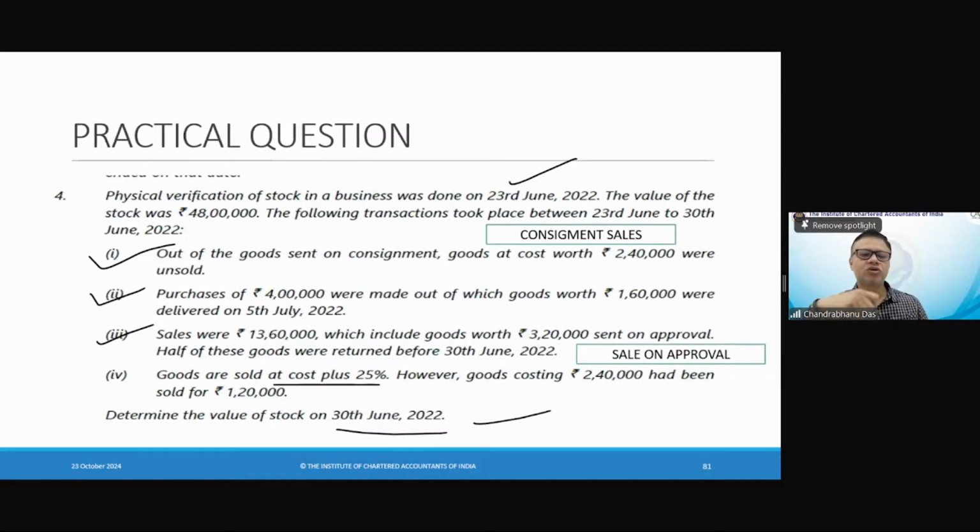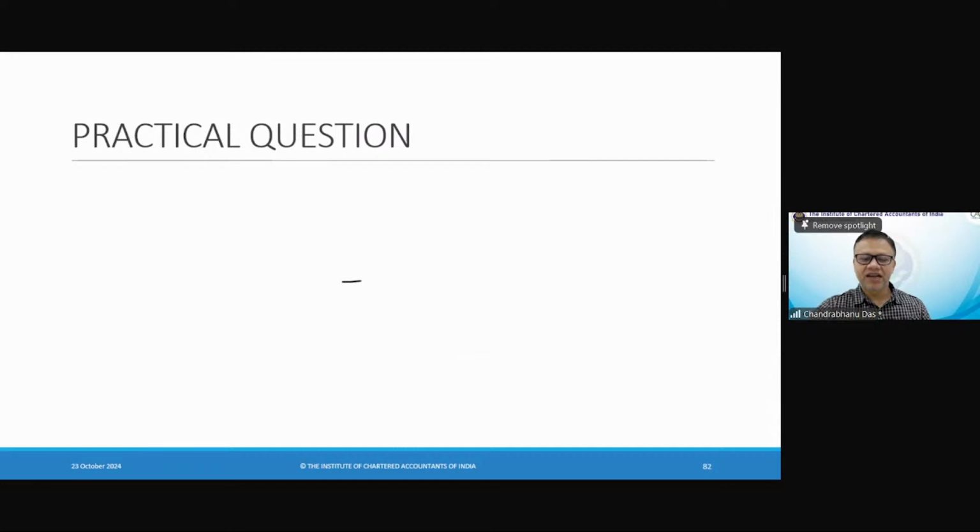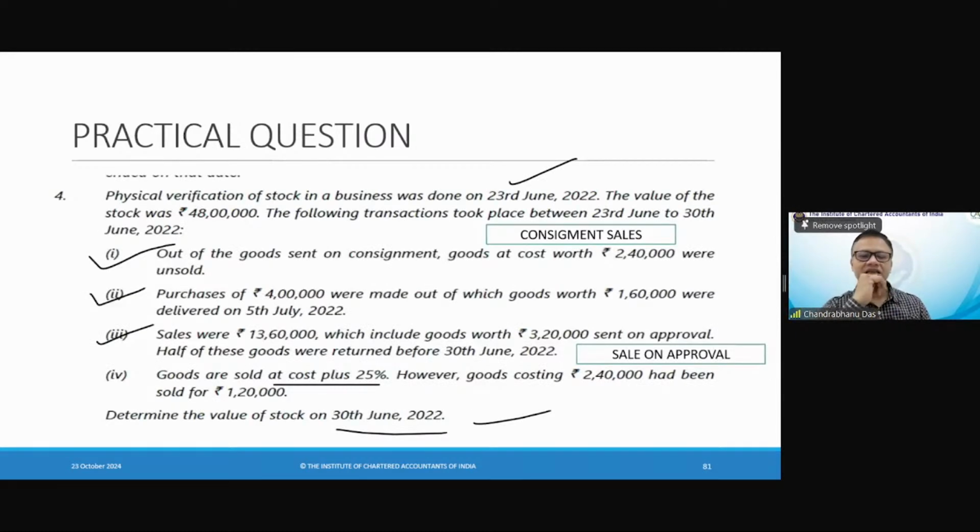The fourth point tells you about the profit margin. As I said, in every question on inventory, a profit margin will definitely be given either at cost or at sales. Here it is given at cost. Goods have been sold at cost plus 25%. But there has been an abnormal sale here. Goods costing 2,40,000 had been sold for 1,20,000, so you have been recording a loss here. Everything is sold at cost plus 25%, but these 2,40,000 have been sold at 1,20,000. Now, considering each of these events, let us see how it moves around to give us the value of the inventory.